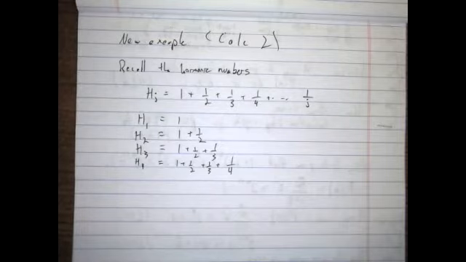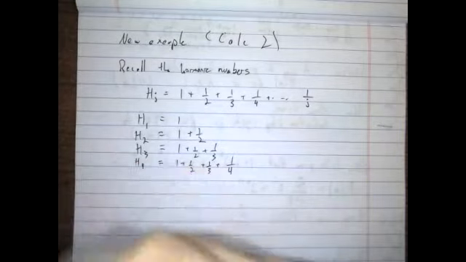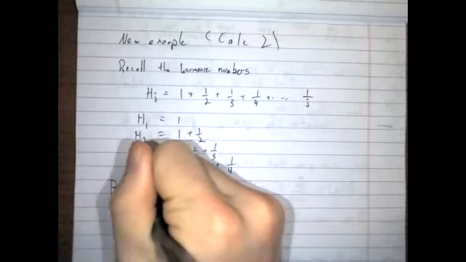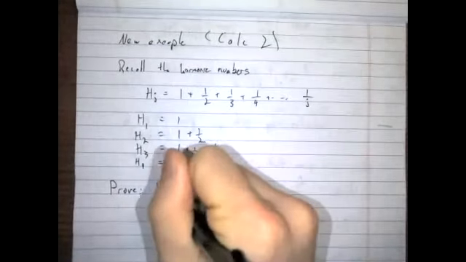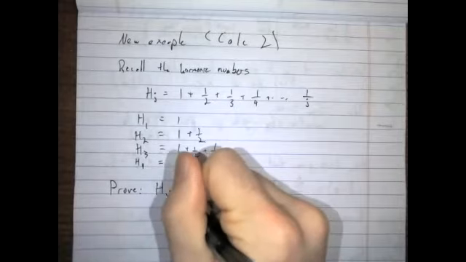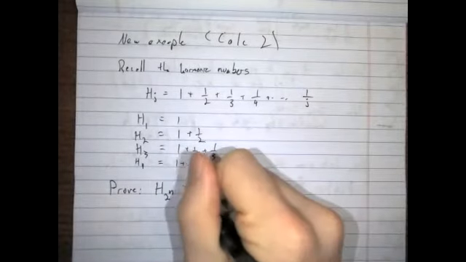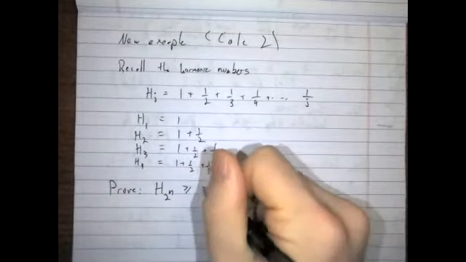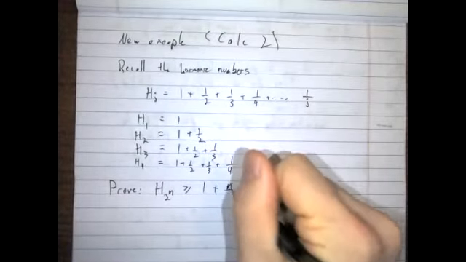Okay, so what we're going to prove is that a special harmonic number, namely H_(2^n), is greater than or equal to 1 plus n over 2.